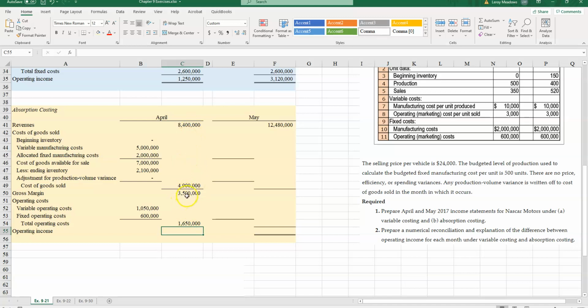So what is my operating income under absorption costing? Well, it's simply going to be gross margin minus my total operating costs. So my gross margin minus my total operating costs is going to give me $1,850,000 of operating income.